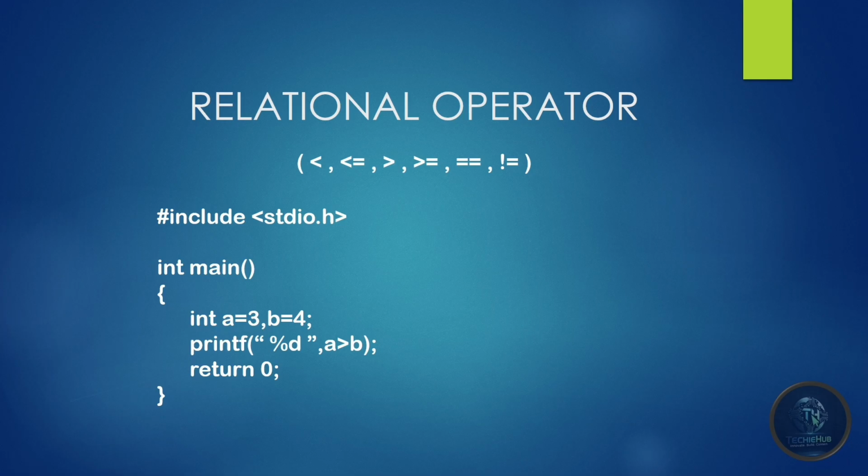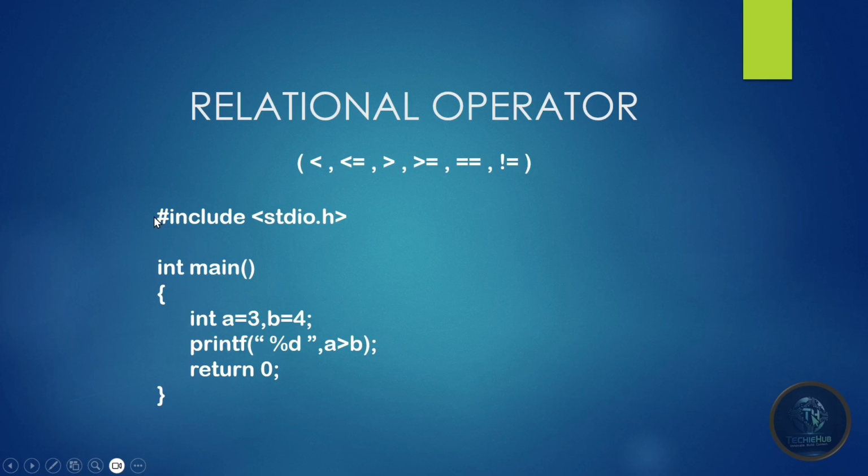So let's move on with relational operator. In this operator, there are 6 kinds. Okay. Less than or equal to, greater than or equal to, not equal to. So in C program, if a relation is true, we will get 1 as the output, and if it is false, we'll get 0 as the output. This is the logic in C programming.